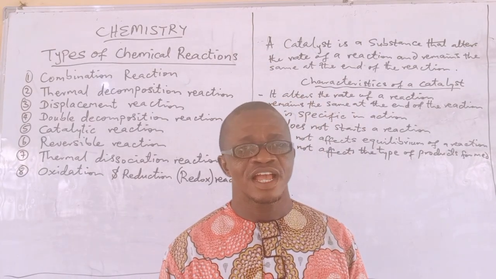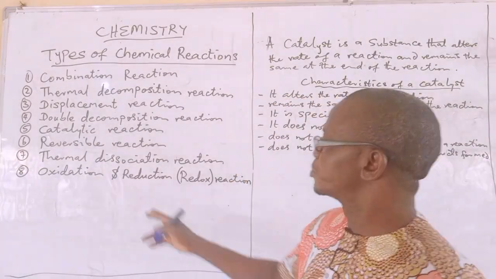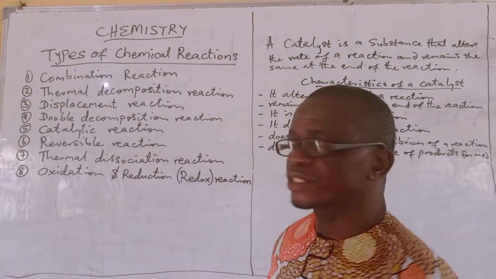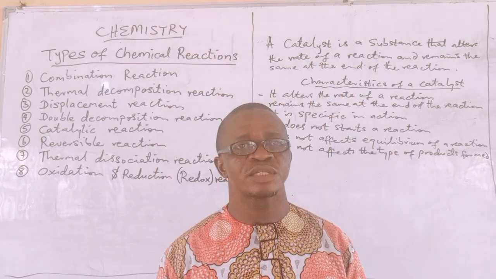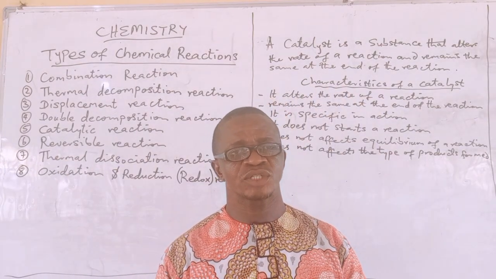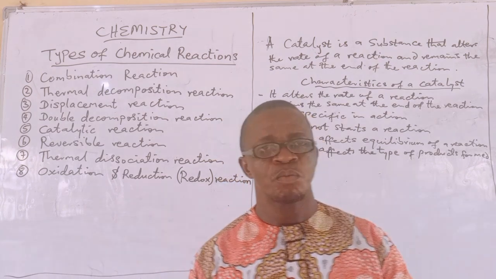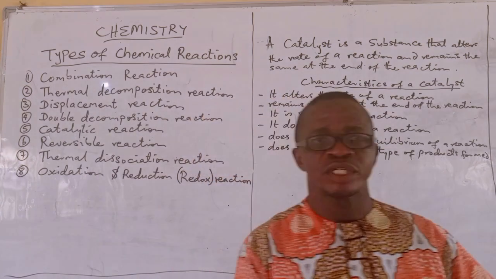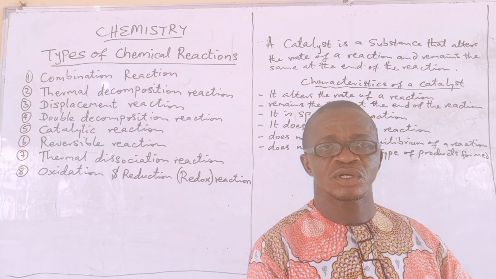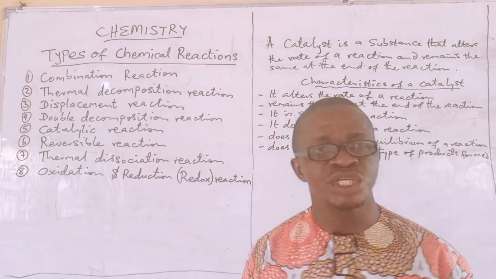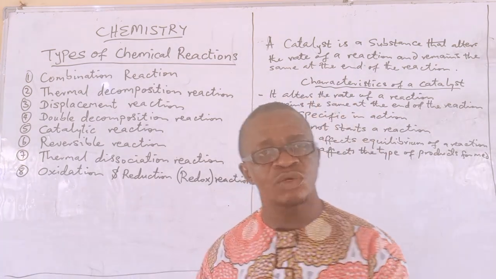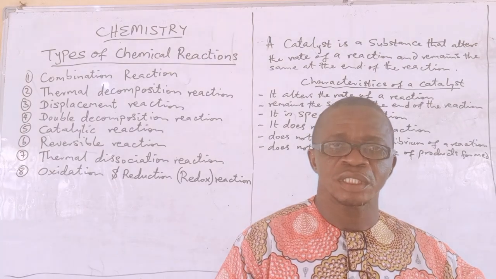Next is reversible reaction. When we are talking about reversible reaction, we are talking about a reaction that can move to the right and return back to the left. A will react with B to form C. C will decompose to form A.